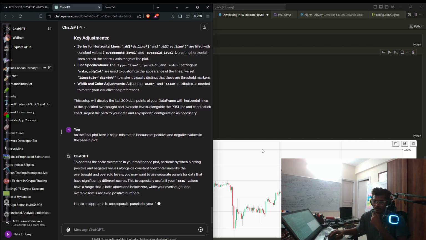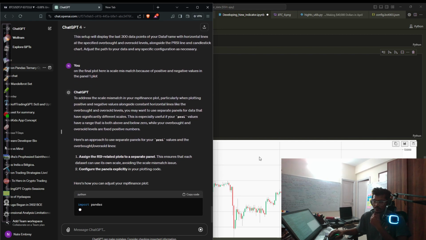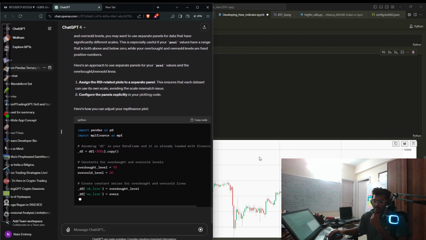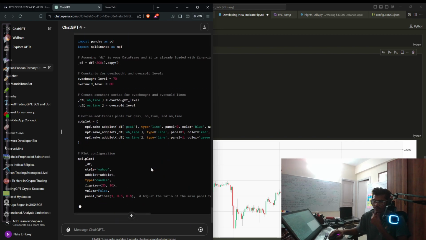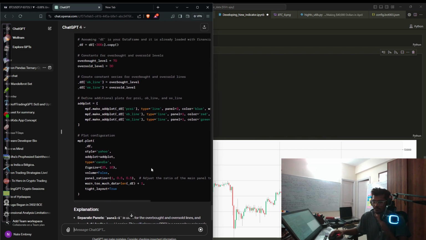Plotting positive and negative values alongside constant horizontal lines like the overbought level, you may want to use separate panels for data that have significantly different scales. So how do we overcome that issue? Assign the RSI related plots to a separate panel. This shows that each dataset can be configured for the panel and plotting. Okay. How do you suggest we do that?